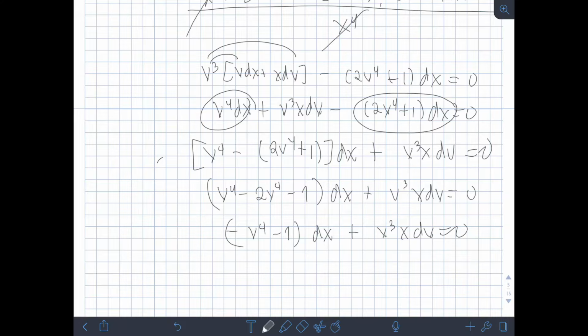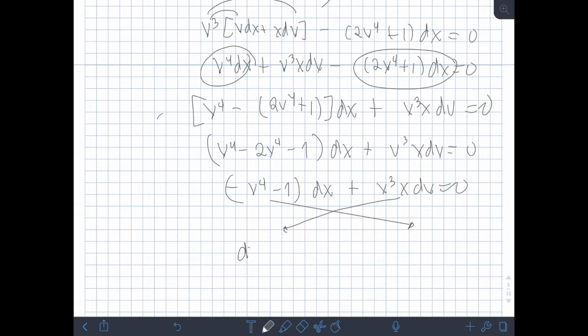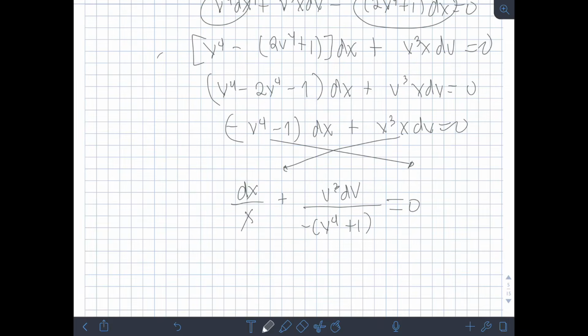Now this can be variable separable, right? So I'll cross multiply downward this negative v to the fourth minus 1, and cross multiply the x here. So it becomes dx over x plus v cubed dv over, here, let's factor out the negative, so negative (v to the fourth plus 1). Okay, so they are separable now, right? So we can solve using our method. So, integrate both sides.